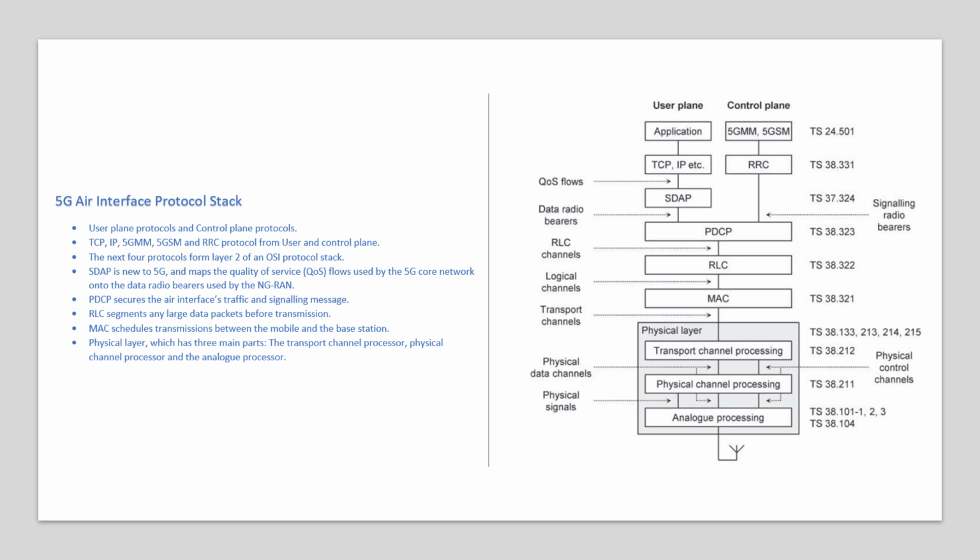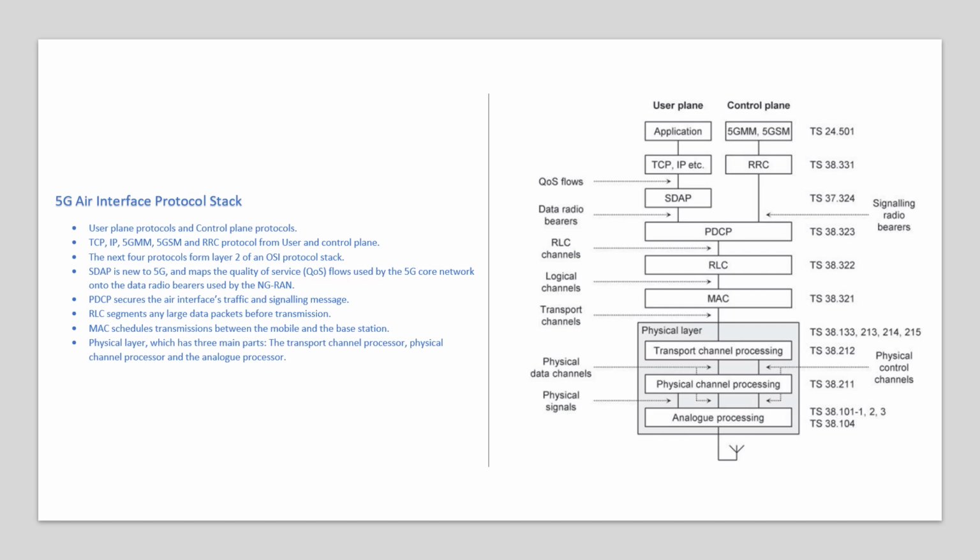The next four protocols form layer 2 of an OSI protocol stack, that is the SDAP, PDCP, RLC and MAC layers. SDAP is new to 5G. SDAP is the service data adaptation protocol, and it maps the quality of service flows used by the 5G core network onto the data radio bearers used by the NG-RAN. Now coming to PDCP, it is the packet data convergence protocol. It secures the air interface traffic and signaling messages and routes packets through the correct base station in case of dual connectivity. The RLC protocol, that is the radio link control protocol, segments any large data packets before transmission and handles the high level retransmissions.